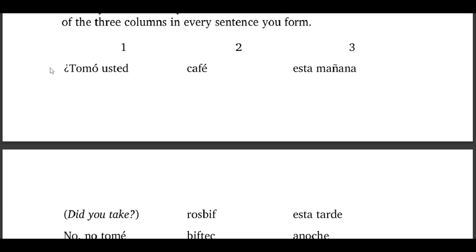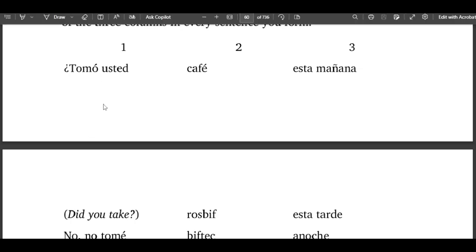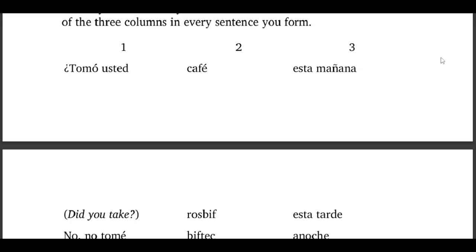So, as always, the objective is to take a word or words from the first column, the second and the third, and put them together to form a complete sentence, all right? So, for instance, we have tomó usted, we have café esta mañana. So you can simply say tomó usted café esta mañana? Did you take coffee this morning?